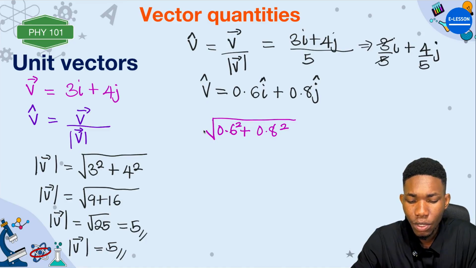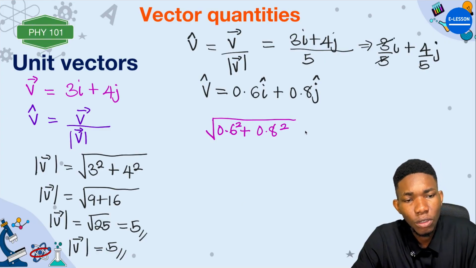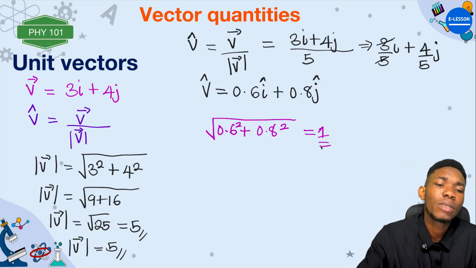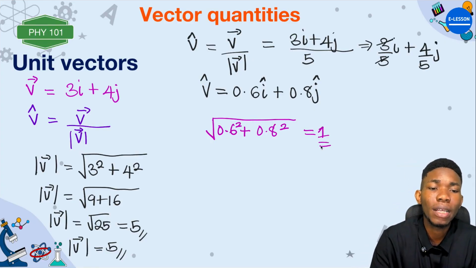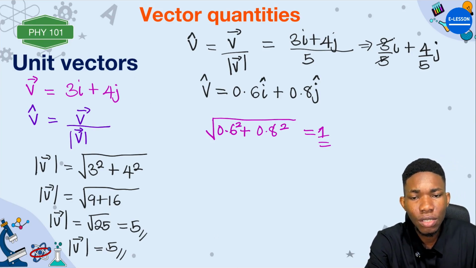So, we have the square root of 0.6 squared plus 0.8 squared. That gave us what, my dear student? It gave us 1. Are you getting it now? That's why we said that a unit vector has a magnitude of how many, my dear student? 1. So this is not the unit vector.